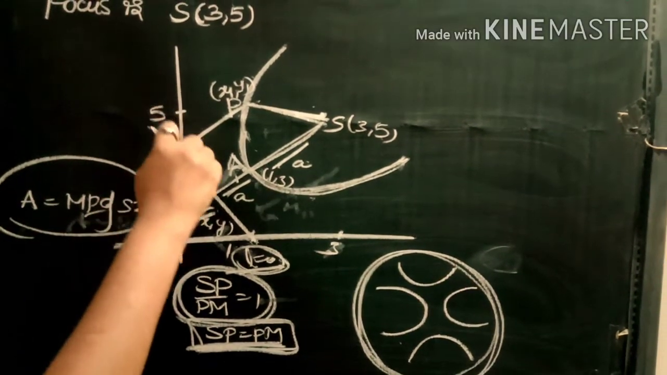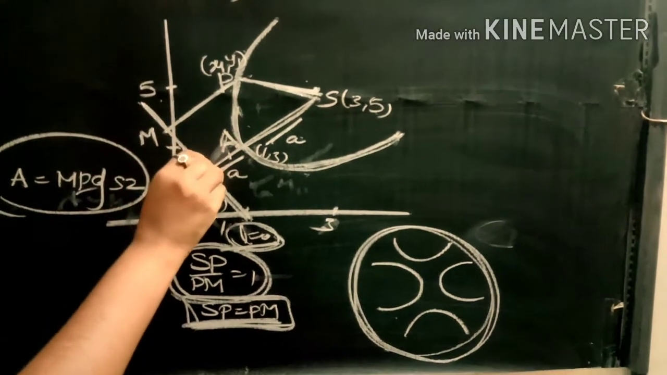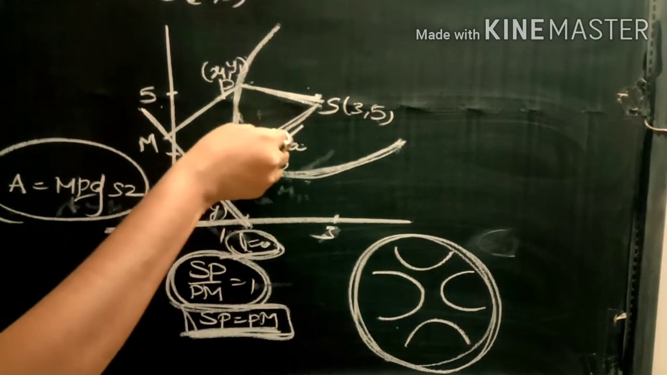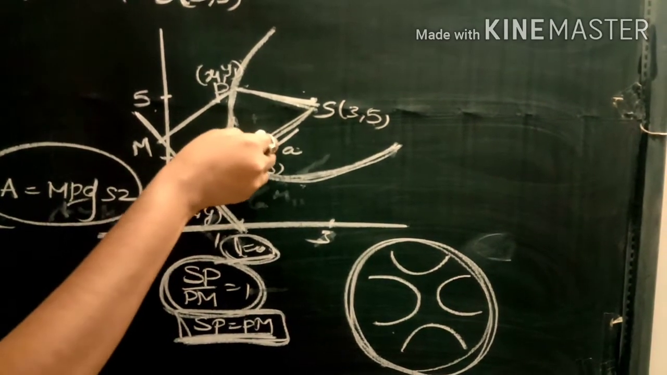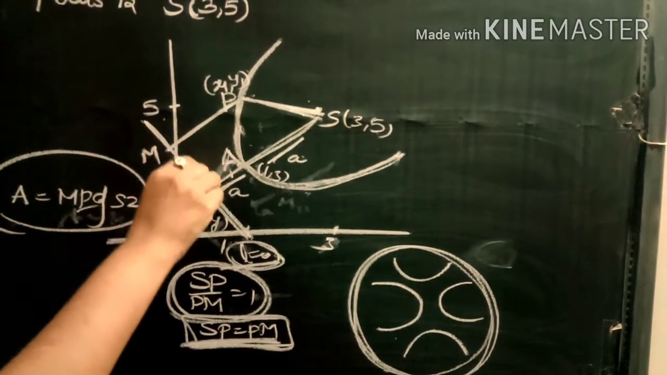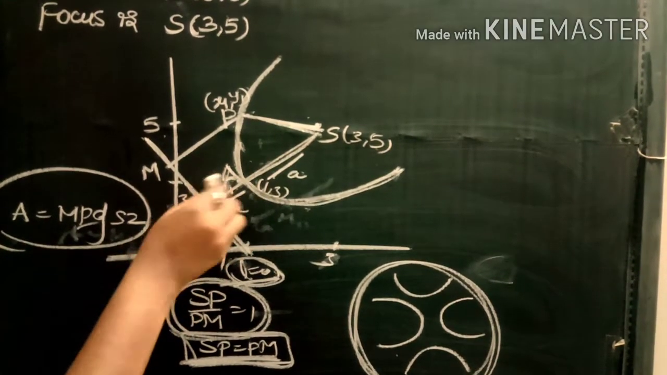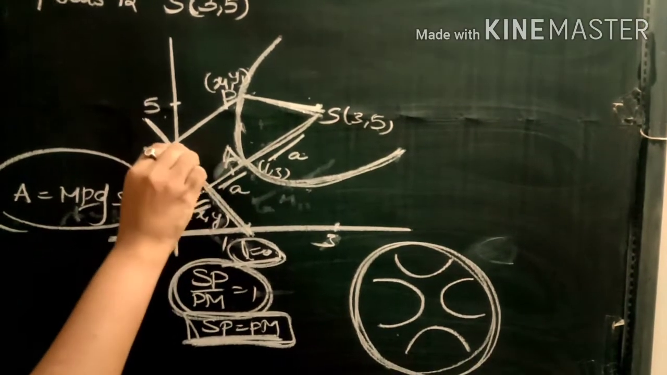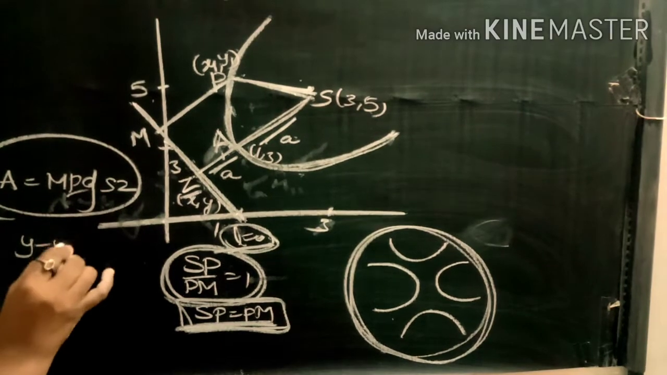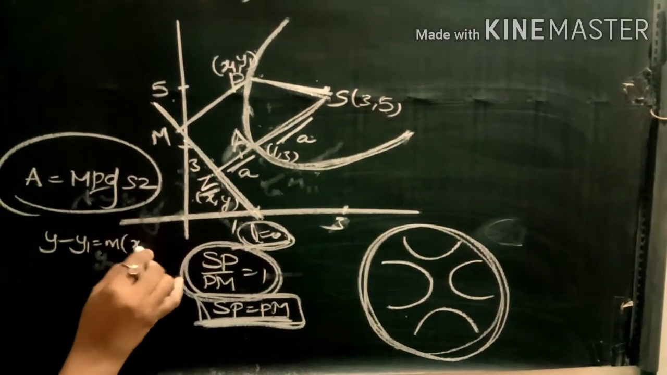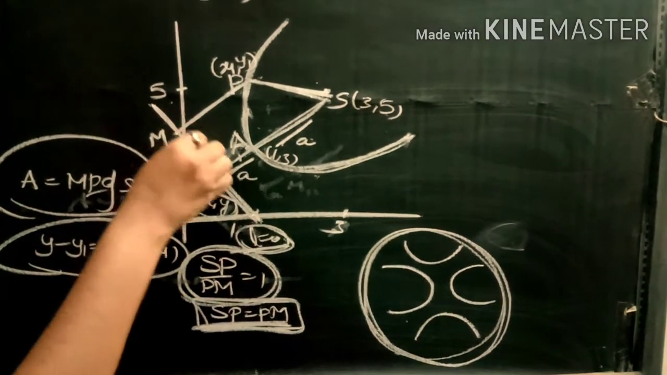Next, we want to find the equation of this line. Clearly the line SZ is perpendicular to the directrix. So first we find the slope of SZ by using the formula y2 minus y1 by x2 minus x1. The slope of the directrix is minus 1 by the slope of AS, since these two lines are perpendicular to each other. Then we find the equation of the directrix by using the formula y minus y1 is equal to m into x minus x1, where (x1, y1) is the point Z and m is the slope of this line.